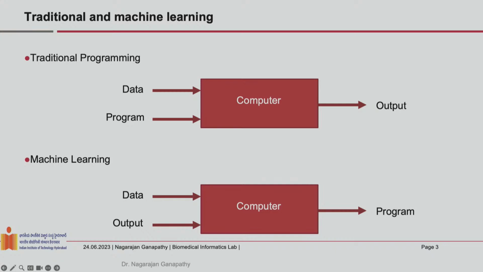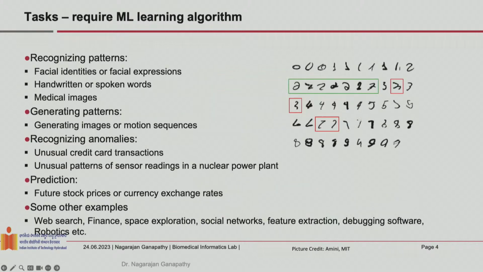Where the learning is happening, the machine is coming out with a program for a given input, and we are telling what is the output. And that output is what we call annotations, labels, ground truth. So for example, a task where machine learning is very popular is recognizing patterns. In this case, I have given facial expressions. You are looking into handwritings. You are looking into certain medical images and looking for certain patterns.